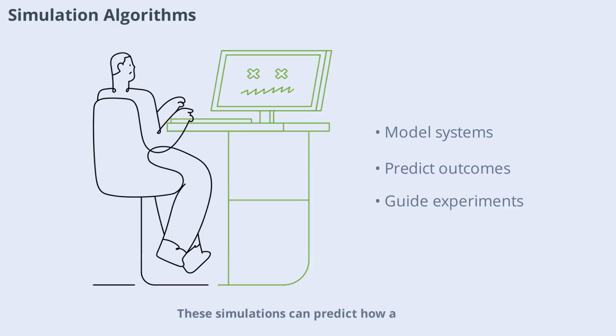Simulation algorithms allow researchers to model biological systems and processes in silico, or on the computer. These simulations can predict how a system will behave under different conditions, test hypotheses, and guide experiments. For example, simulations of metabolic pathways can reveal how changes in one enzyme affect the whole system. Simulation algorithms are powerful tools for exploring complex biological questions.